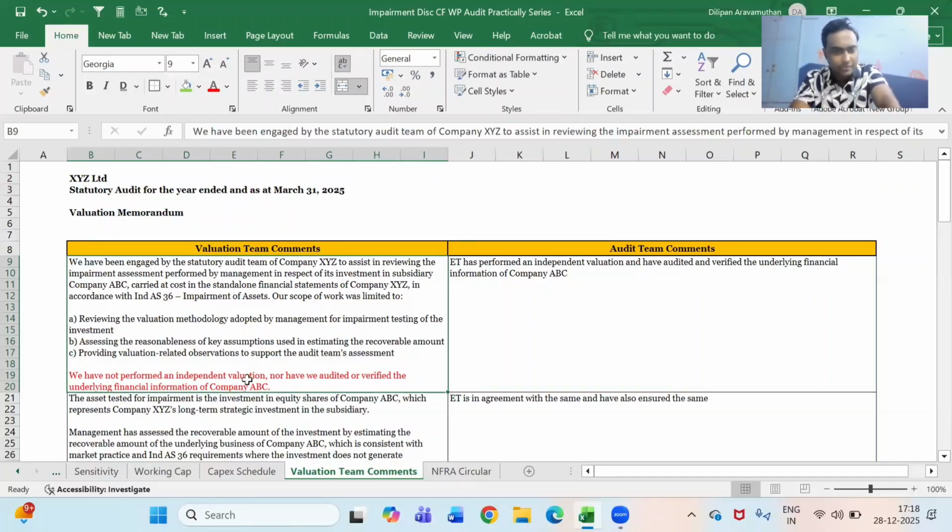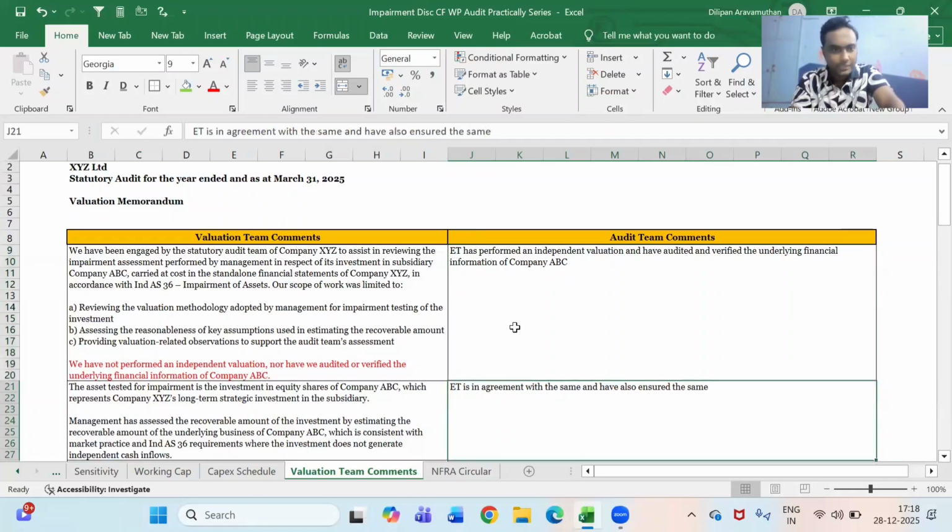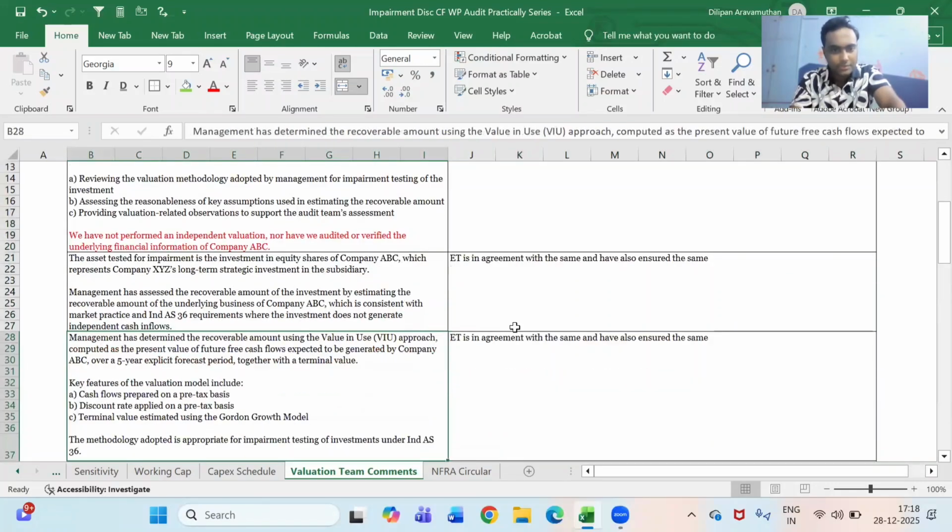So this is a disclaimer: "We have not performed an independent valuation, nor have we audited or verified the underlying financial information." What they're saying is we have not audited the numbers, like the accuracy of the numbers in financial year 24-25. So what we are responding is we have performed an independent valuation and have audited and verified the underlying financial information. Then, "the asset tested for impairment is the investment in equity shares, which is a long-term strategic investment."